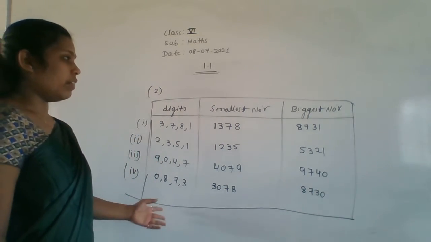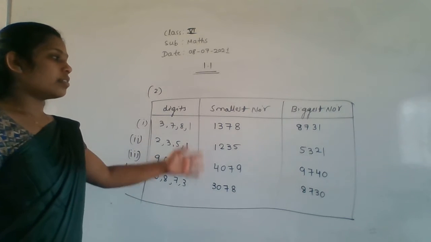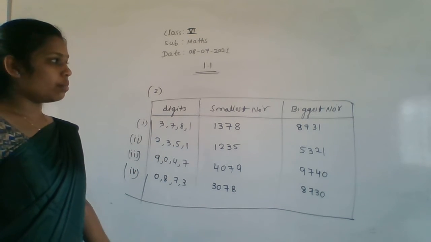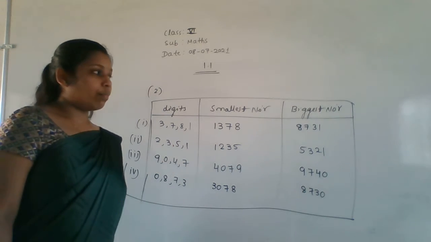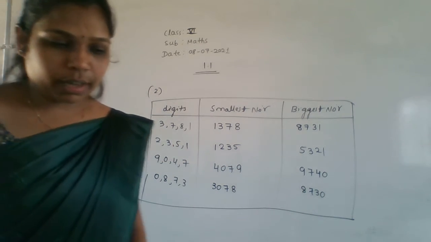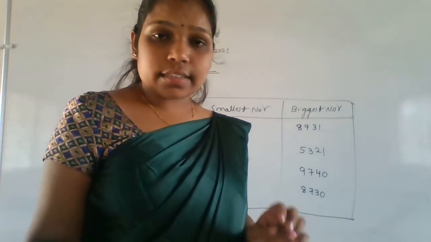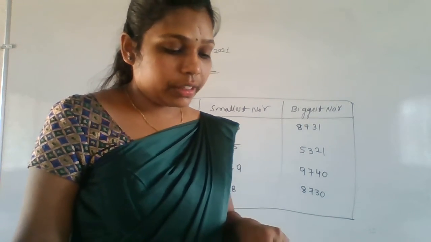Okay, so the second main is over. The digits are given and written in the first column. Next, the second column is about the smallest number and the third column is about the biggest number. Okay, make a box and do the problems. So we finished the second main. Now we'll begin with the third main.